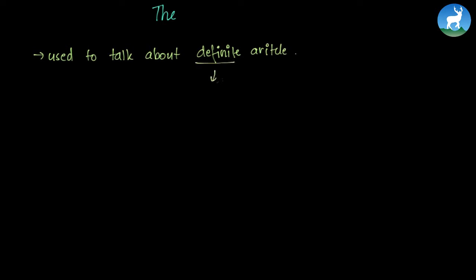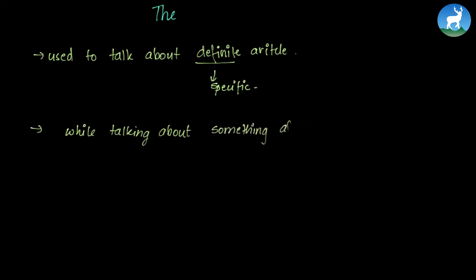Now we will look at the use of the. This article is used to talk about definite articles. Here, definite means specific. The is used while talking about something already known to the listener or something that has been mentioned previously.